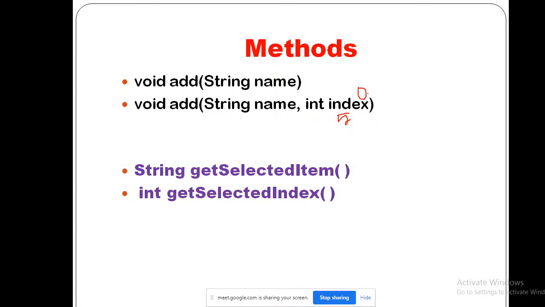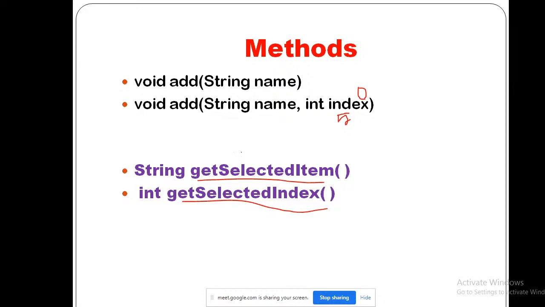If you want to get the selected item, we can get it in two ways. One is the getSelectedItem method. It returns the string, that is, the label on our item. Another one is getSelectedIndex. It returns the index value.